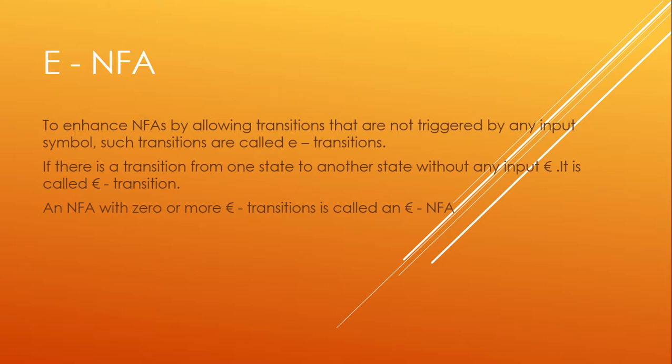So what is the Epsilon NFA? If there is a transition from one state to another state without any input, it is called an epsilon transition. And an NFA with zero or more epsilon transitions is called an epsilon NFA. In some situations, it would be useful to enhance the NFAs by allowing transitions that are not triggered by any input symbol. Such transitions are called epsilon transitions.